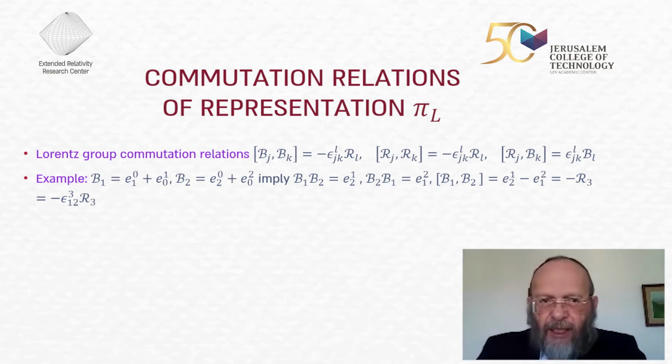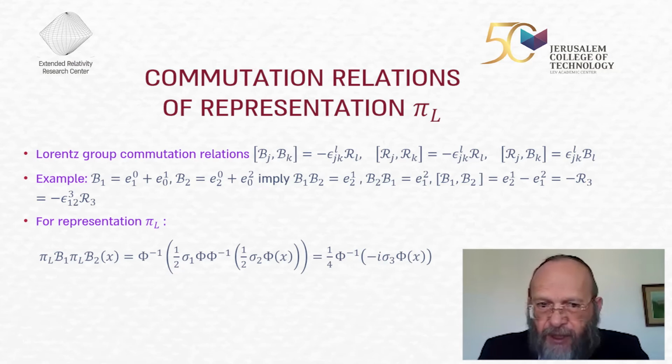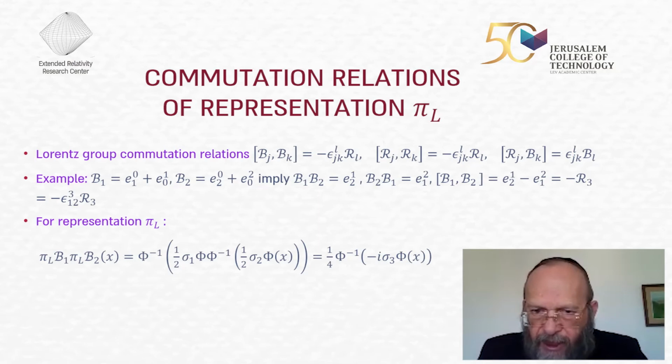Now let's check that under the representation pi L, we have the same identity. So we write down, first of all, the product of them under pi L. Here it is written for B2: phi of x, half of sigma 2, phi minus 1. Then I have to apply phi to it and multiply by half of sigma 1 and phi minus 1. Now phi and phi minus 1 cancel out. A half and a half gives you a quarter. All the maps are linear. So you end up with phi minus 1, minus sigma 3. We'll get sigma 1 times sigma 2 is minus i sigma 3, phi of x.